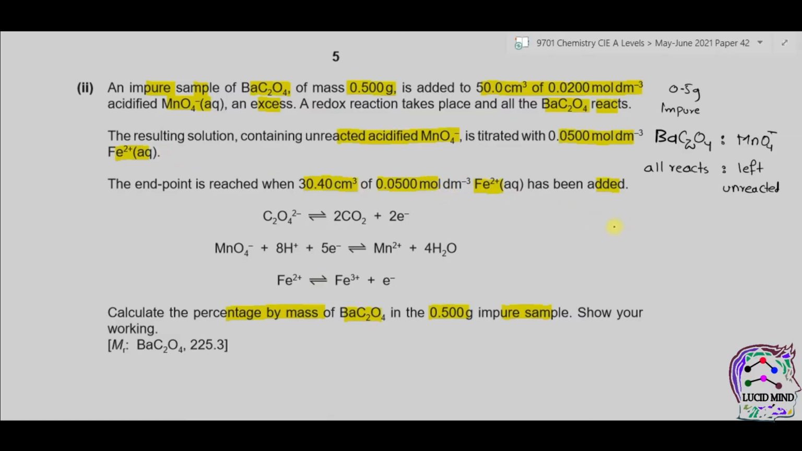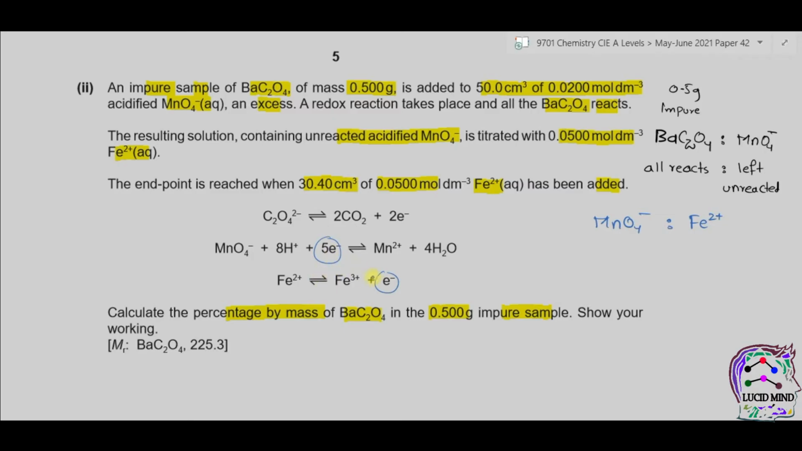So in second step we have MnO4 negative and iron 2 positive. Now we can find out the ratio between these two. From the equation given, we have this equation for iron and 1 electron is lost while 5 electrons are gained for MnO4 negative. So we can balance these two.